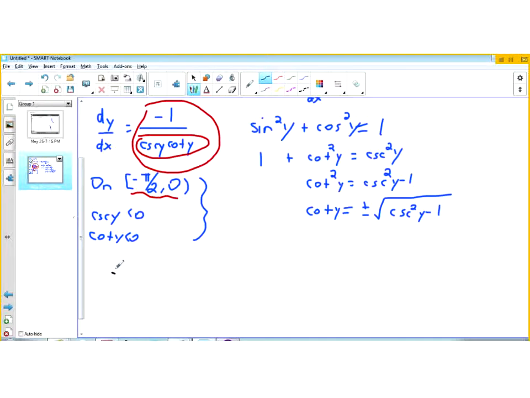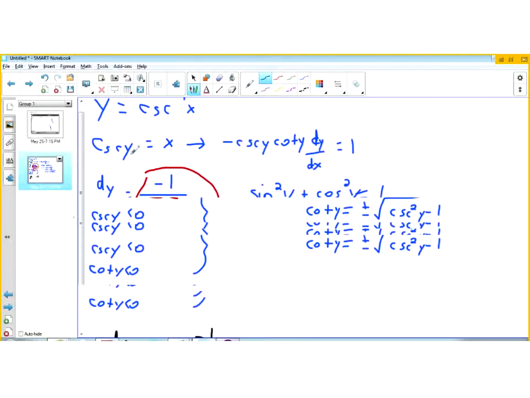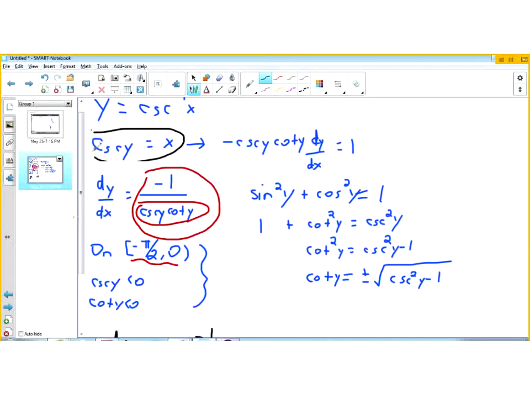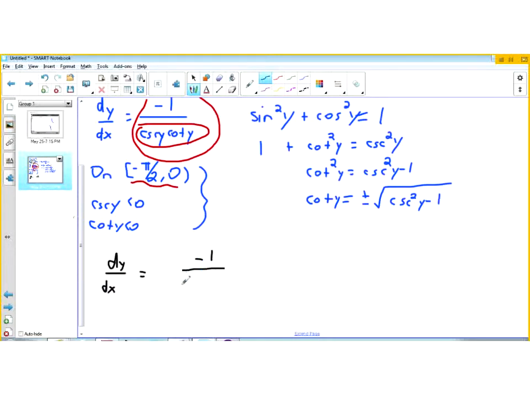So we have dy over dx, the derivative of y with respect to x, would equal -1. Now the cosecant of y is right here, is equal to x. All right, so that would be x. And, well, we can just replace cotangent of y with this. And so that would be the square root of cosecant squared of y minus 1.